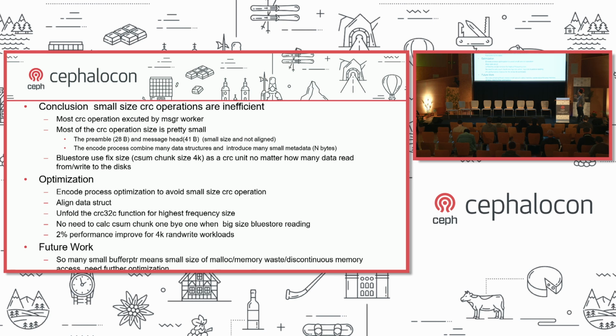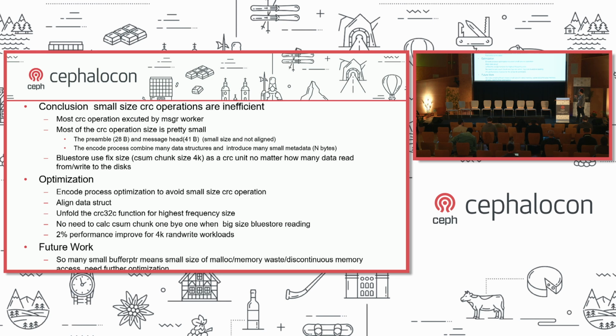For the BlueStore, we can see it uses a fixed size. It is not so efficient. So we do the optimization like this. We do the encoder process optimization to avoid very small size CRC operations, and we arrange the data structure to do a more efficient CRC. And for the highest frequency sizes, the preamble and messenger header, we just unfold the CRC function and use assembly inline. For the very big read, we do not need to calculate chunk by chunk. We just calculate the big size and compare to the chunk size. We get about 2% performance improvement for the 4K random write.